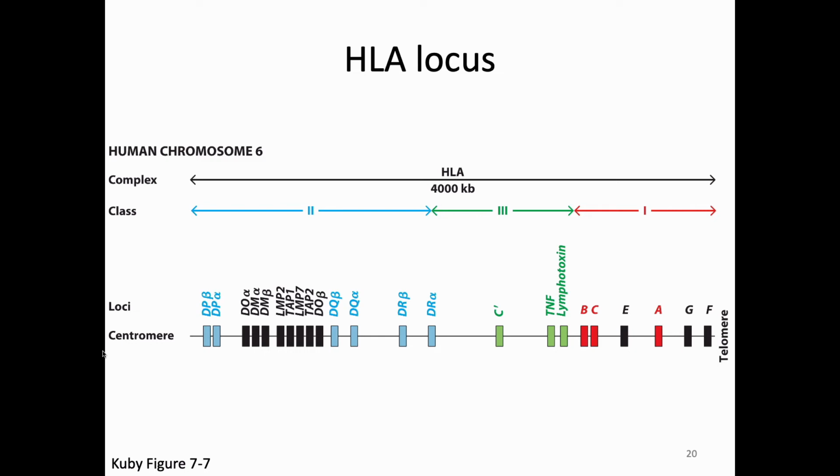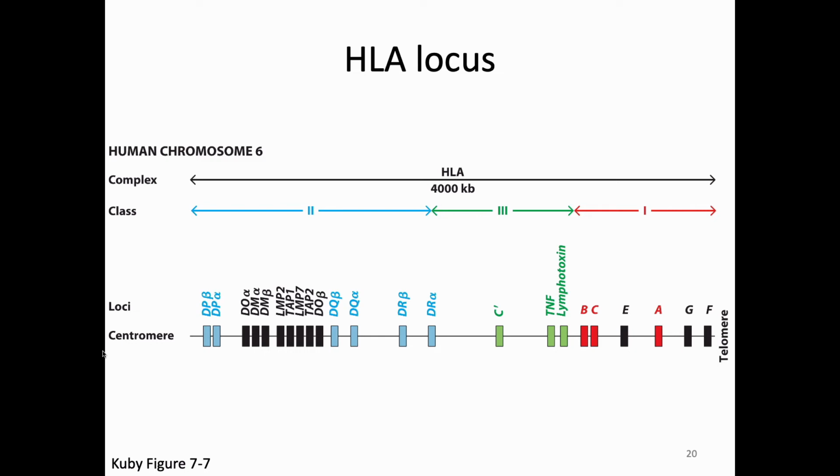And so you can see the A, B, and C genes here in the class 1 region. Officially on the chromosome it goes B, C, A, because why could it ever be straightforward. You can see the DPs, DQs, and DRs in the class 2 region. You can see that there are also some other proteins that are sort of interesting that can be dealt with later.